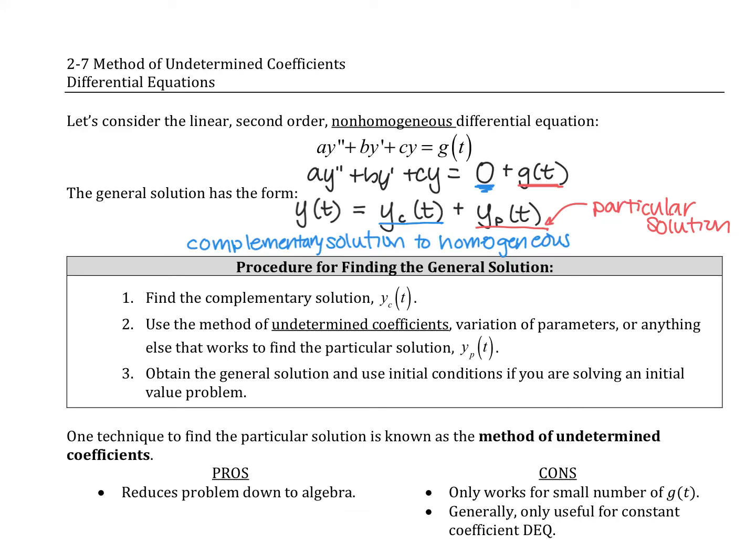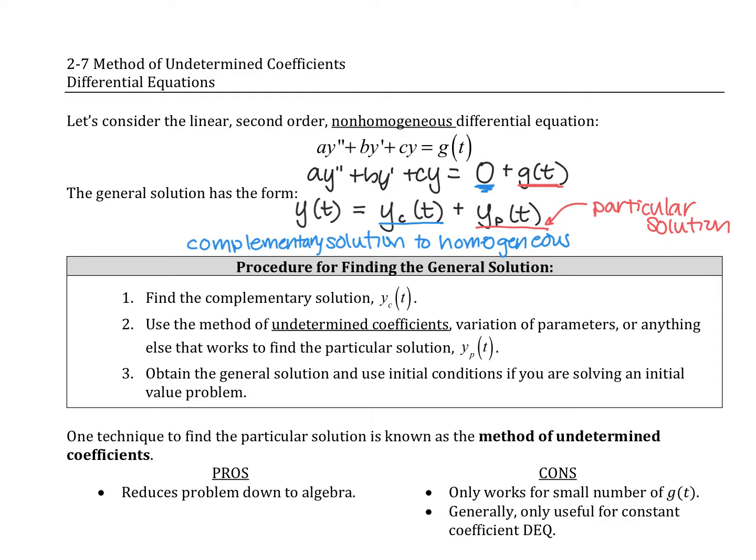Yeah, anyway, we're going to focus on undetermined coefficients today, variation of parameters tomorrow. Anything else that works? I don't know what else would work. Guess and check. Good luck with that. Although that's kind of what undetermined coefficients looks like a little bit. So the method of undetermined coefficients says this.